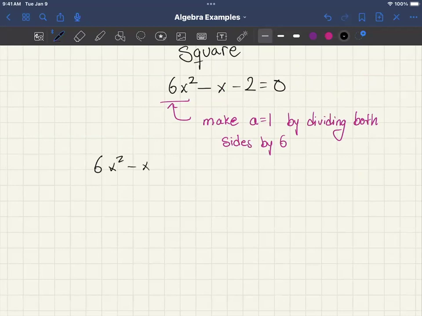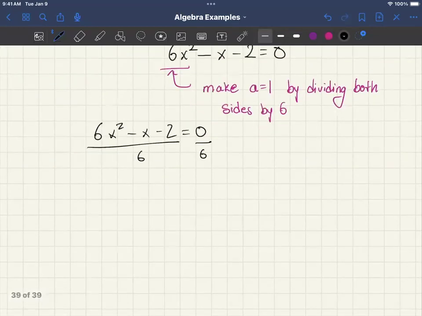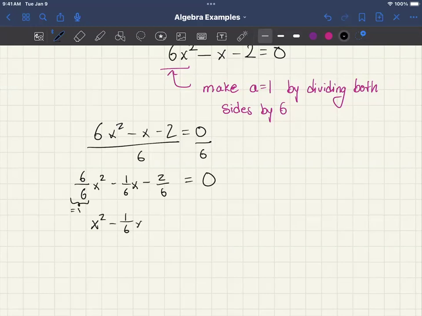So I'm going to show it in a couple of steps. If you are quick on your feet, you can probably do it in less. Notice on the right-hand side, 0 divided by 6 is always 0. When we have our division like this, our 6 on the left-hand side breaks down into 3 different areas. We have 6 over 6 times x squared, which turns into 1, minus 1/6 x, minus, and this 2/6 turns into a 1/3.